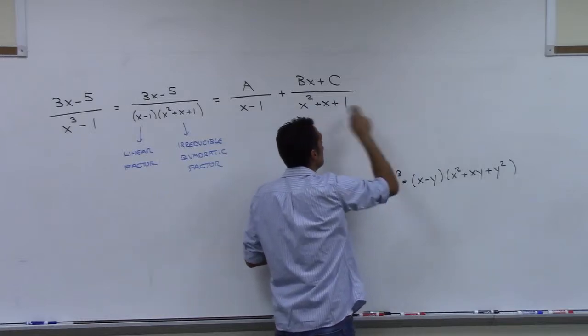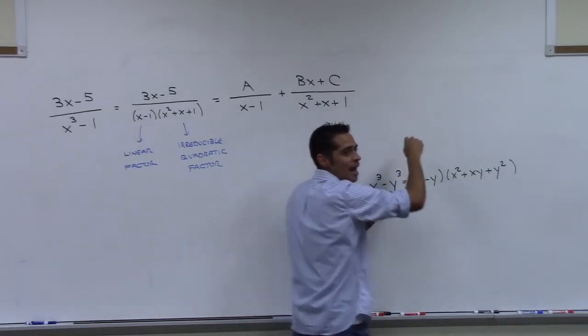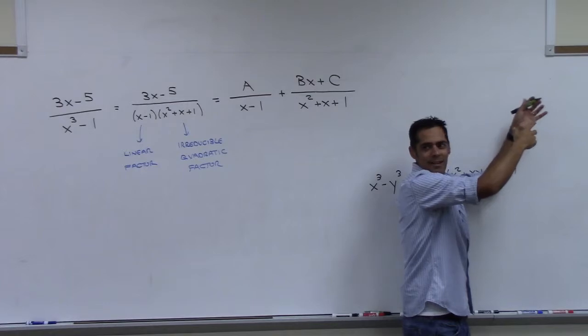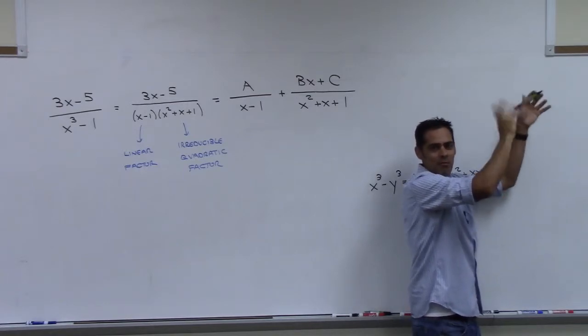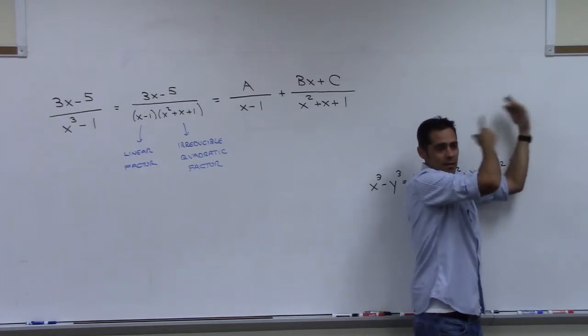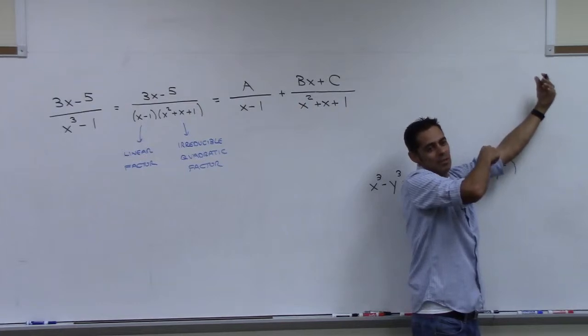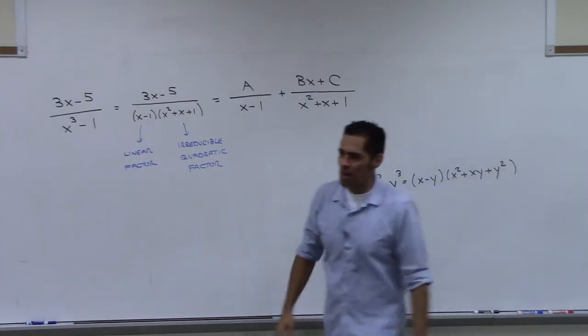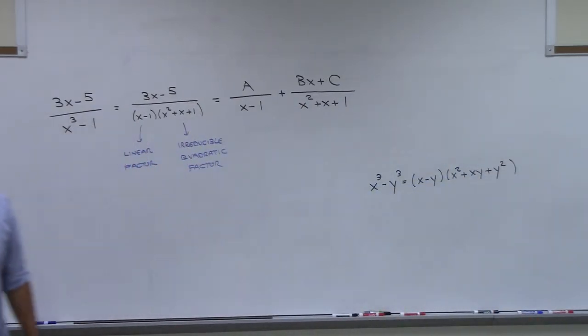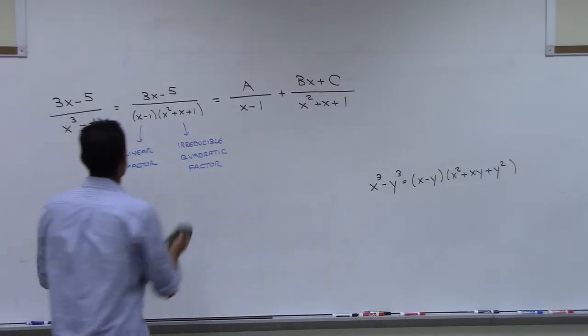Over the quadratic squared, and then another like Ex plus whatever letters I'm running on over that irreducible quadratic cubed. It can become a nightmare pretty quickly with these things. But that's what we have. All right? Now we get to play our game. Clear the fractions. So let's clear them out.